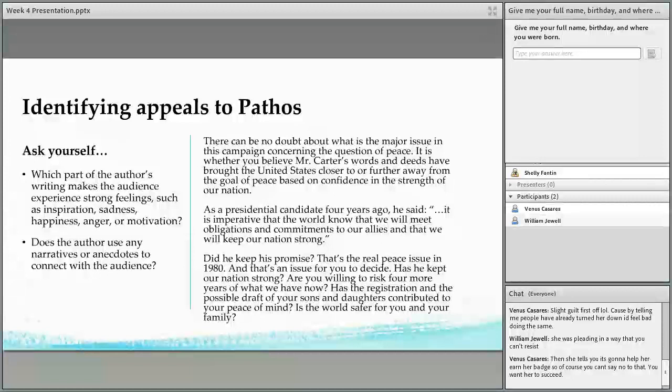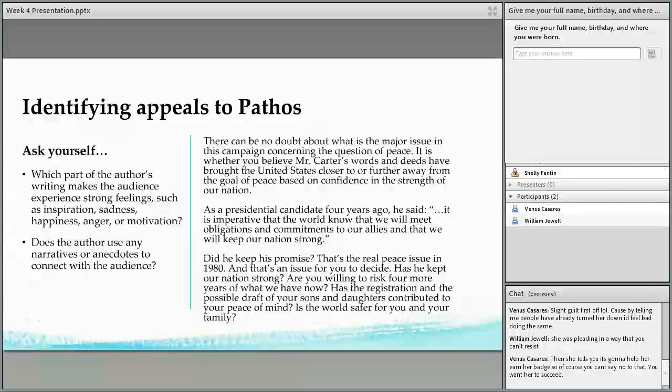As a presidential candidate 4 years ago, he said, it is imperative that the world know that we will meet obligations and commitments to our allies and that we will keep our nation strong. Did he keep his promise? That's the real peace issue in 1980, and that's an issue for you to decide. Has he kept our nation strong? Are you willing to risk 4 more years of what we have now? Has the registration and the possible draft of our sons and daughters contributed to your peace of mind? Is the world safer for you and your family?